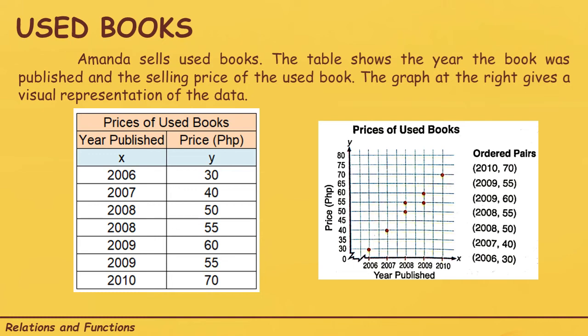Ganon din naman, sumunod is 2007, 40. 2008, 50, 2008, 55, 2009, 60, 2009, 55, 2010, 70. So, dito sa ating graph, makikita na rin yung ordered pairs na meron tayo. Okay, so next.